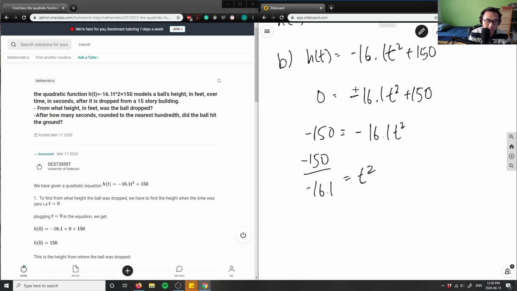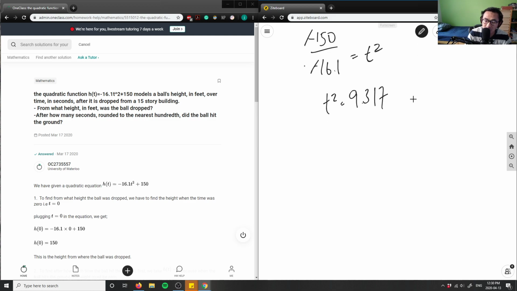I'm going to take out my calculator to do that calculation. So negative 150 divided by negative 16.1. Again, my negatives are going to cancel out in this case, and I'm going to get 9.3. So t squared equals 9.3. I'm going to round it to the nearest thousandth here and say 9.317.